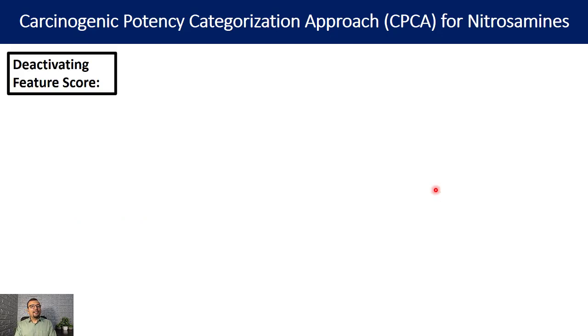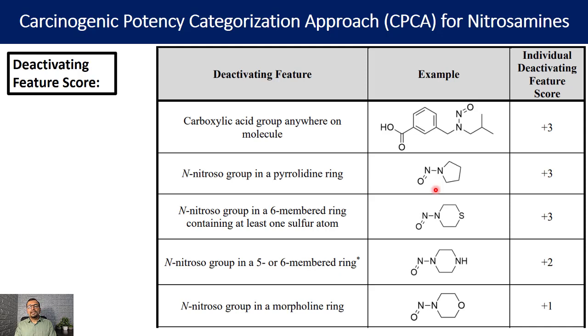The second important point now is the deactivating feature score. That is the second term in our calculation formula. So which functional groups actually decrease the carcinogenic potency of the compound? Here is the example. A carboxylic acid group present anywhere in the molecule is going to decrease the potency of the compound, and hence comes with the plus 3. Now what does plus 3 mean? It is going to increase the overall potency category, and the higher the potency category, the lower the potency of the nitrosamine.